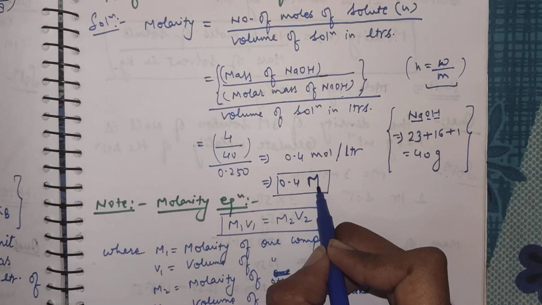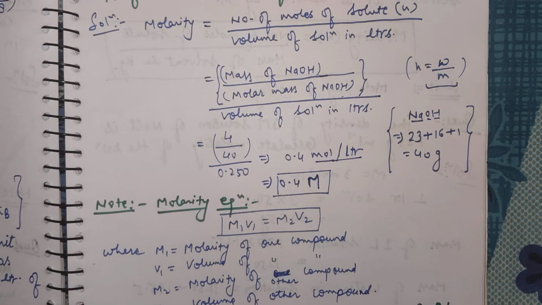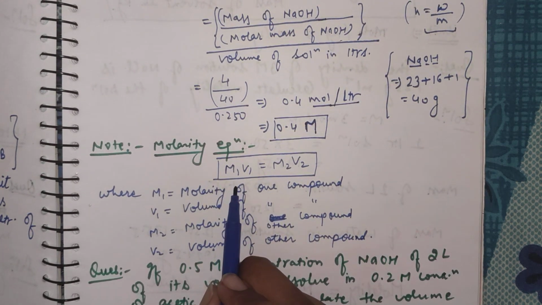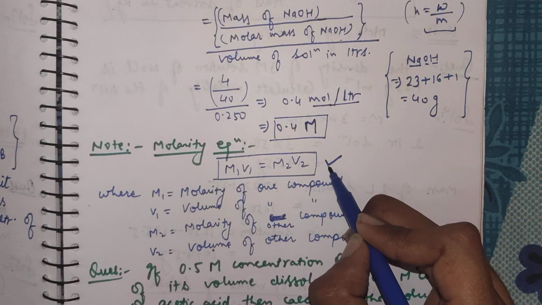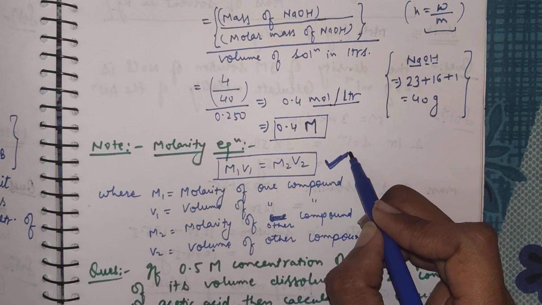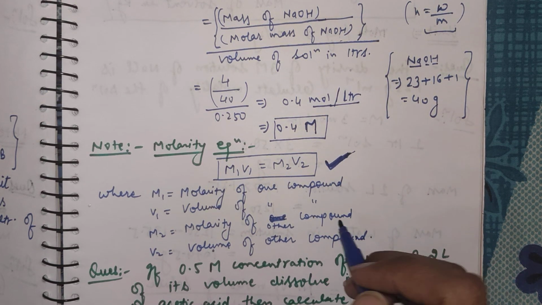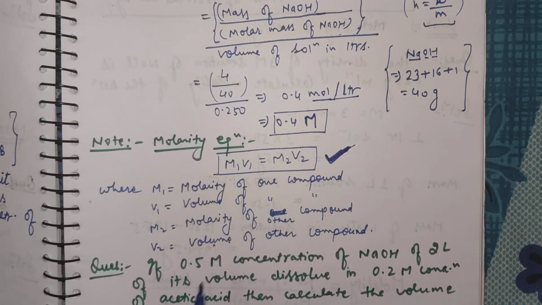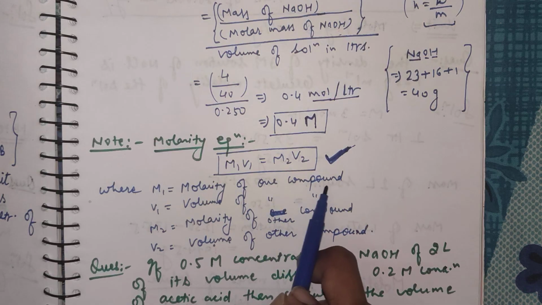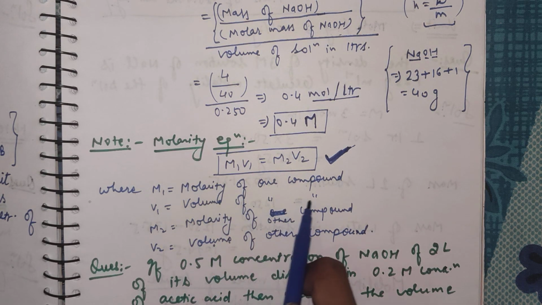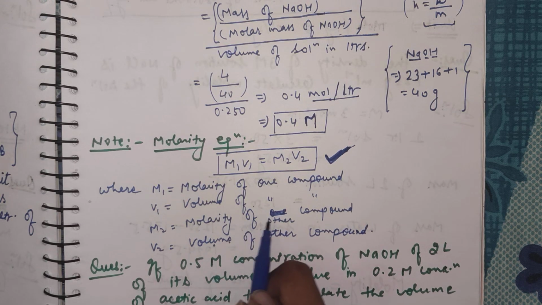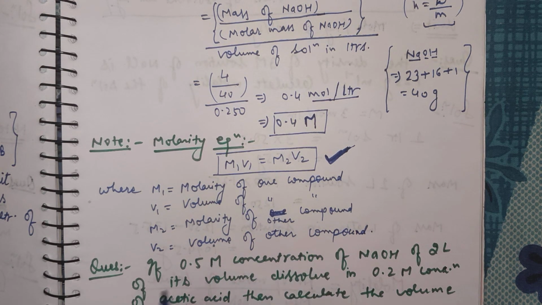We can also write it on here, mole per liter is the answer. Now the molarity equation is this, we have to remember it because it is widely used in competition examinations as well. M1V1 is equal to M2V2, where M1 is the molarity of one compound, V1 is the volume of one compound, and M2 and V2 are the molarity and volume of the other compound.